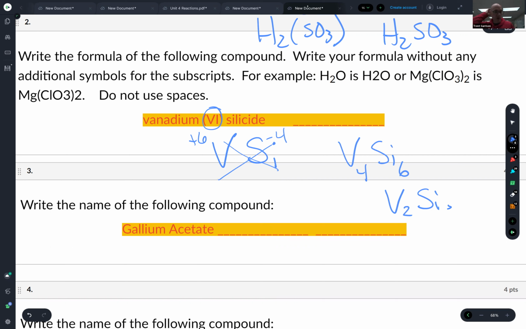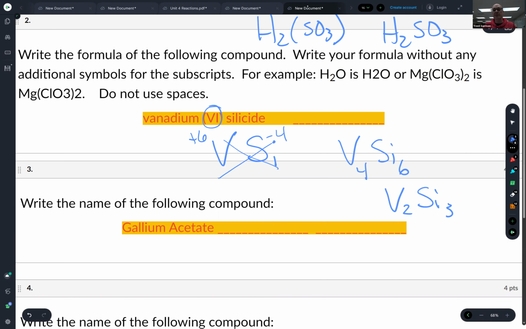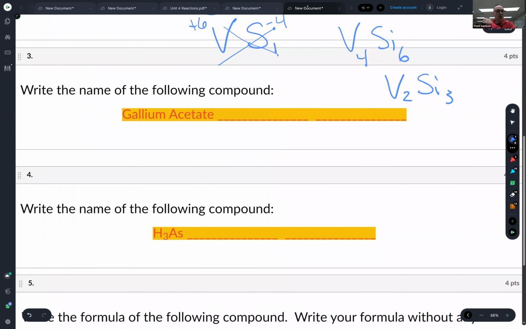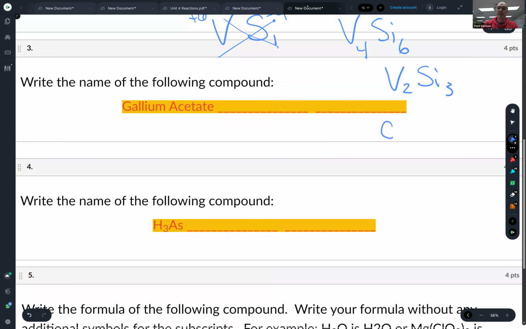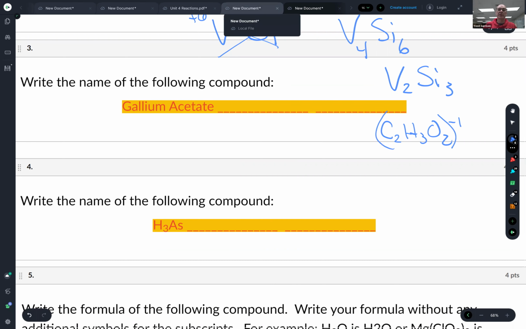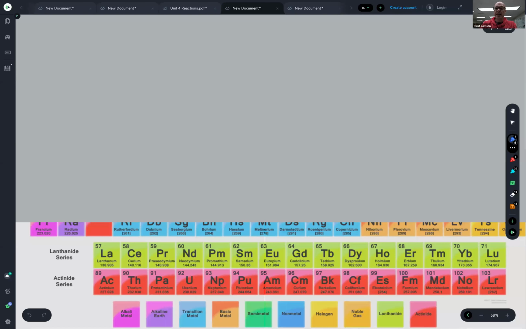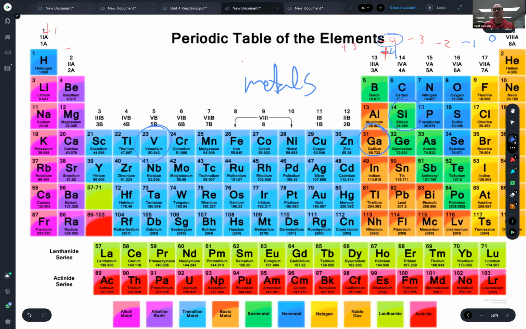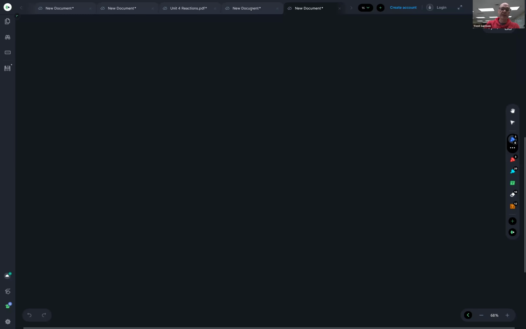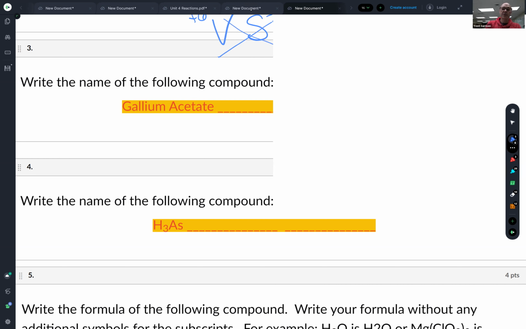So I'm going to have V2Si3. Okay. Acetate in the third one is a polyatomic ion. You would not find that on the periodic table, so you would need to go and look it up. Acetate has the polyatomic formula C2H3O2 with a -1 on the whole thing. Now, gallium, I'm going to look on my periodic table and find out what its charge is. It's in the 13th column. It is a metal, so it's going to have a charge of +3. So +3 for gallium, and acetate with the -1.